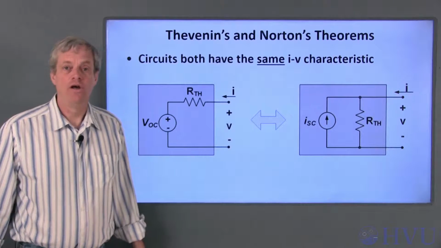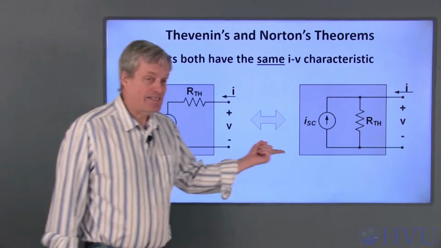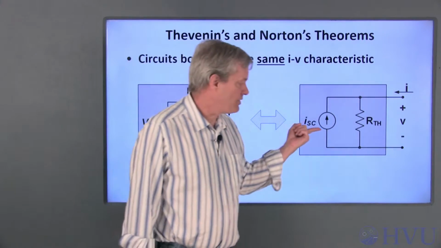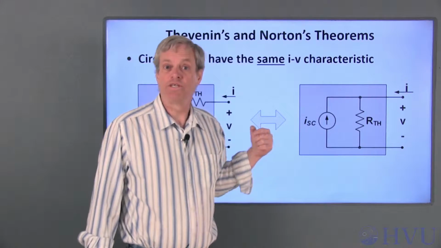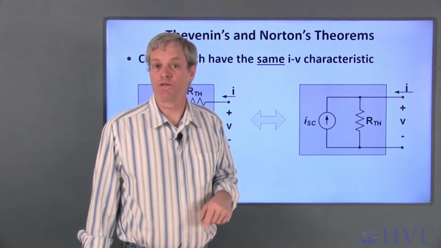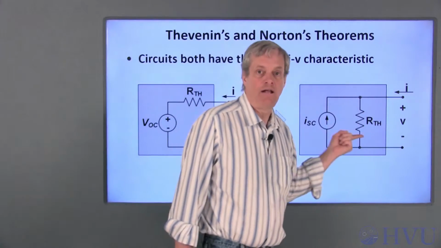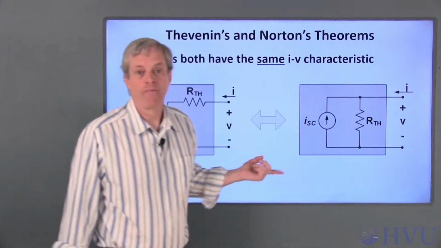circuit killed. Norton's theorem says that the same circuit can be modeled as a current source, ISC, which is the current through the terminals if they're short-circuited, in parallel with the circuit's Thevenin resistance.